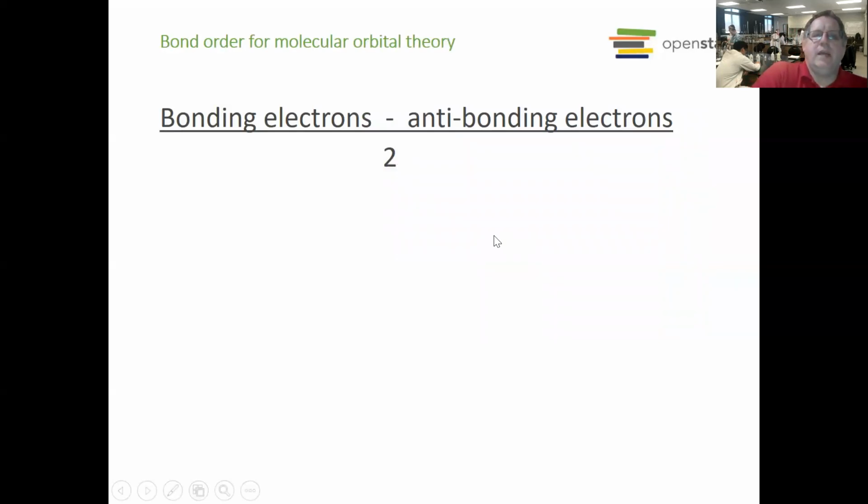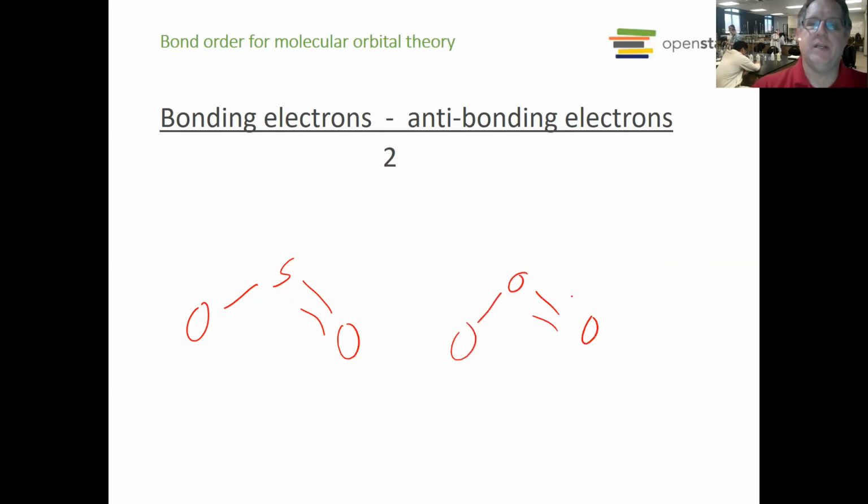We also need to understand bond order. Now, bond order is taking the number of bonding electrons minus anti-bonding electrons divided by 2. That is for molecular orbital theory. Now, for our valence bond theory, it's very simple. A single bond is a bond order of 1. A double bond is a bond order of 2. Now, I can have fractional bond orders. For example, if I have the sulfur dioxide molecule, and that's supposed to be an S there.